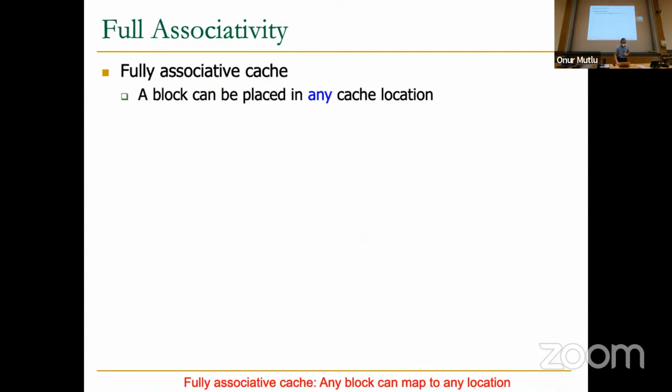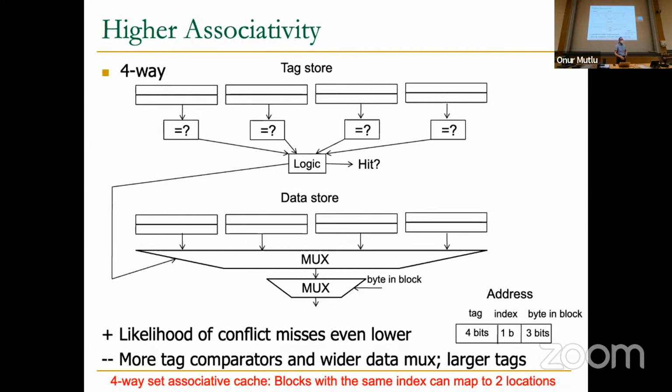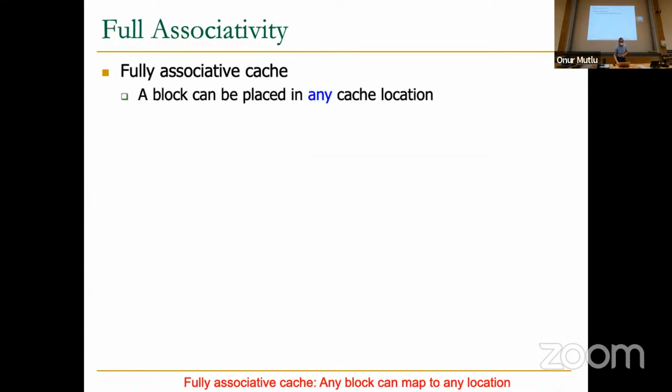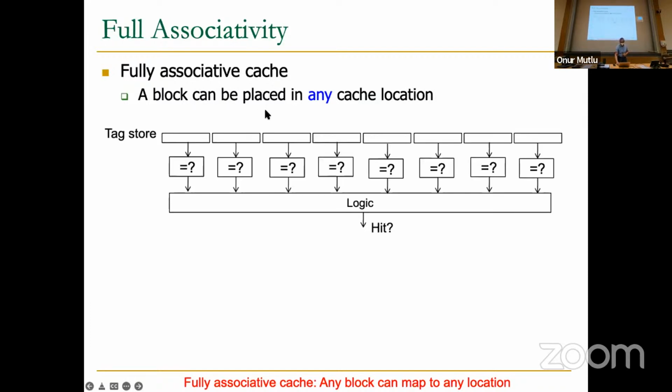Okay, now that brings us to full associativity. Even this is a problem, right? What if you have A, B, C, D, E, A, B, C, D, E? Well, now that brings us to fully associative, or fully flexible, structure. A block can be placed in any cache location, and it looks like this, basically. There are no more index bits. There's no more indexing that you're doing. This is a completely content addressable memory.